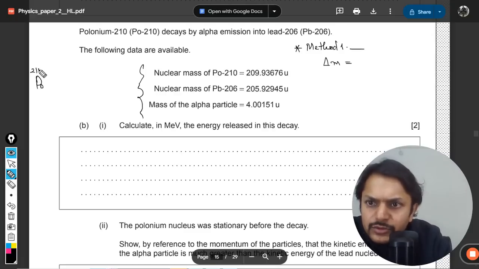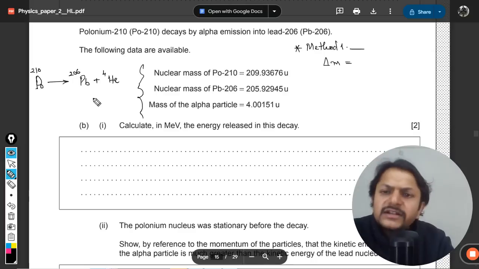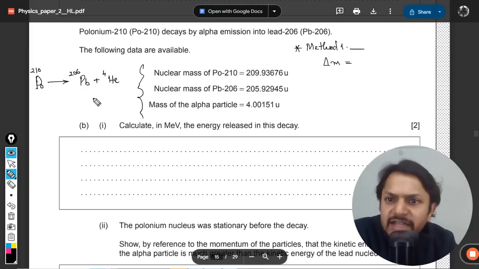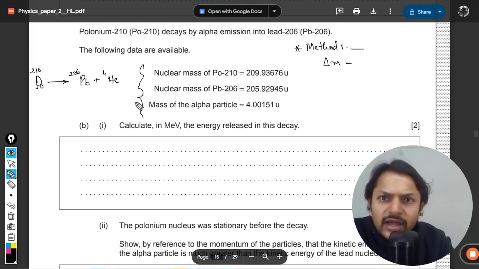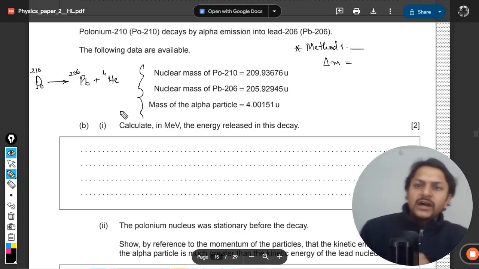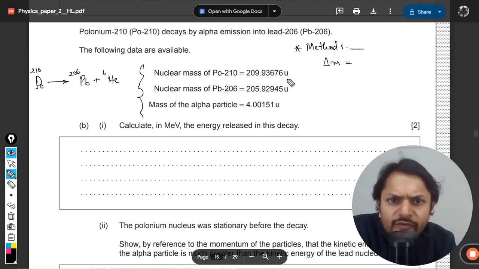Polonium 210 is giving you lead 206, and it is resulting in helium 4. This is the reaction that is taking place here. Atomic number is not given anywhere, so only the mass number is given. Anyways, the nuclear mass of polonium is given.